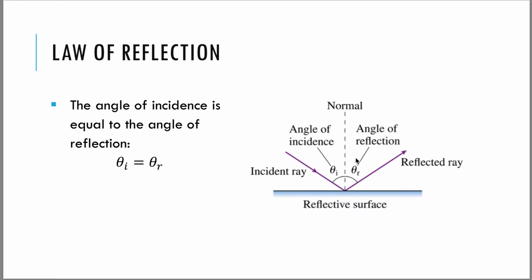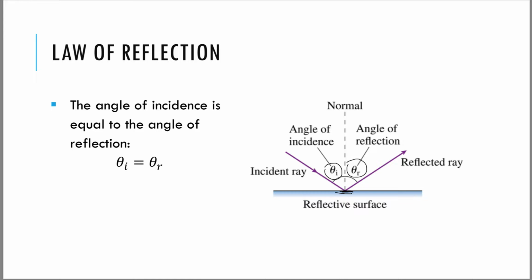Reflection of light follows the law of reflection, which says that the angle of incidence is equal to the angle of reflection. The angle of incidence is right here, theta I. The angle of reflection is right here, theta R. So when light is incident, hence angle of incidence, from this medium, hitting the surface, then this angle at which it was incident is equal to that reflected one.